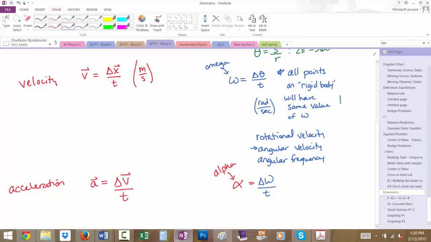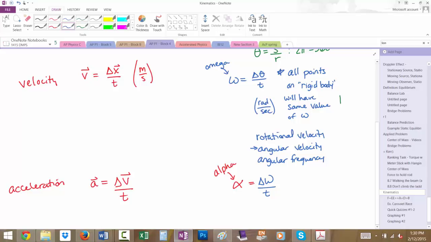So now this is talking about, if I give this thing a push, is it going to stay at the same rate of spinning the whole time? No, it slows down, right? That means that my omega is going down, which means that my alpha is what?